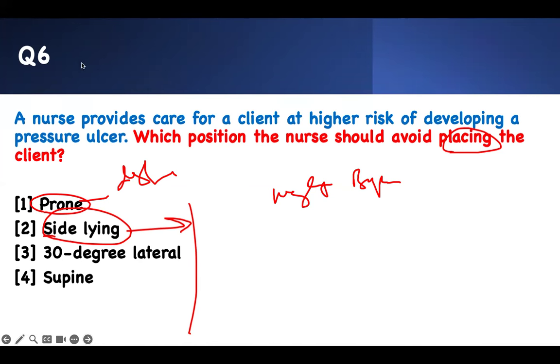If you put them at 30 degrees lateral, even though it's side-lying, it's the best. So the 30-degree lateral position is the preferred position to prevent pressure ulcer, because it limits the body weight directly over the bony prominence.